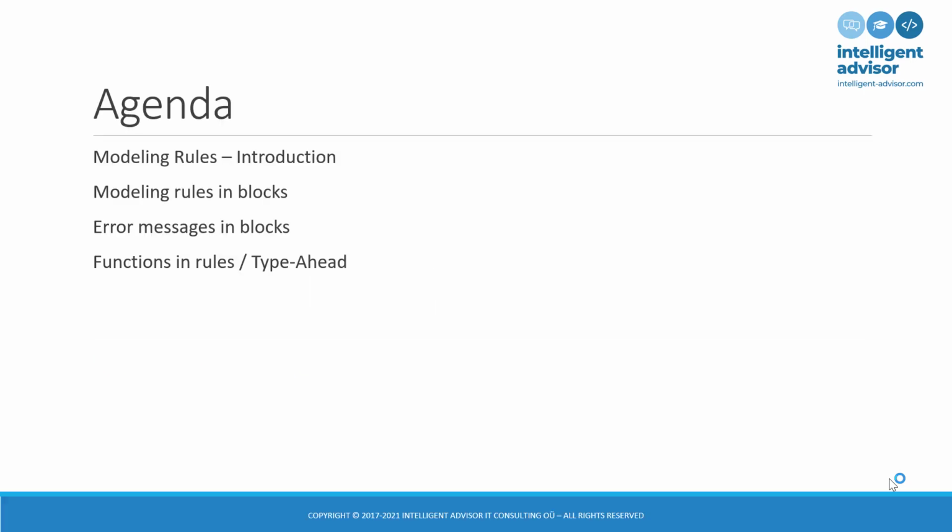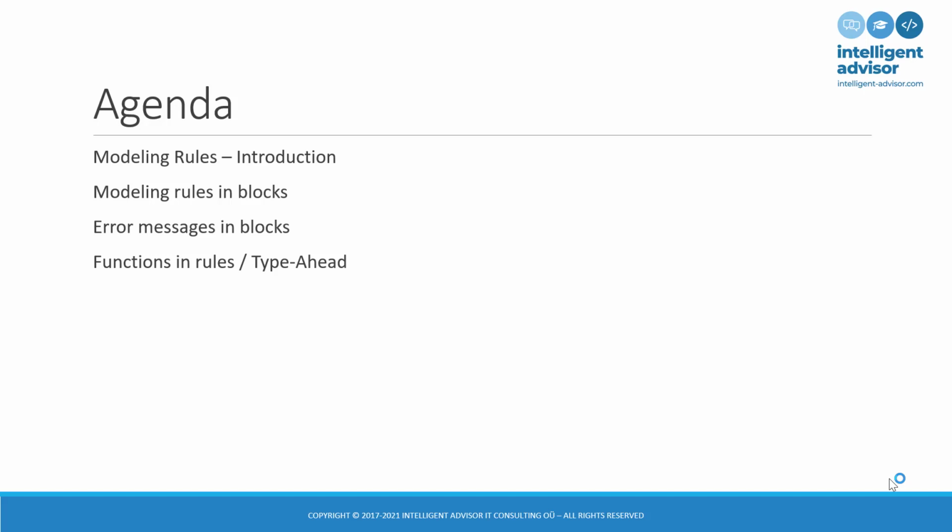We're going to break it down into four different pieces. In the first part, we'll look at some terminology changes, and we'll also look at the basics of writing Boolean and non-Boolean rules, things that you need to know before you get started. Then we'll look at the specifics of writing rules in blocks.